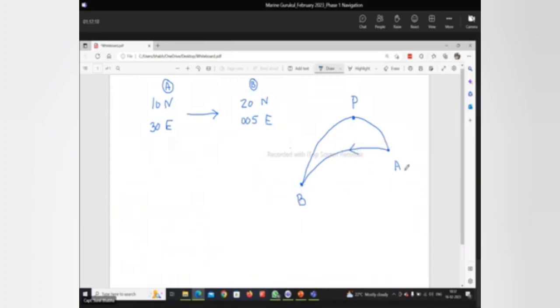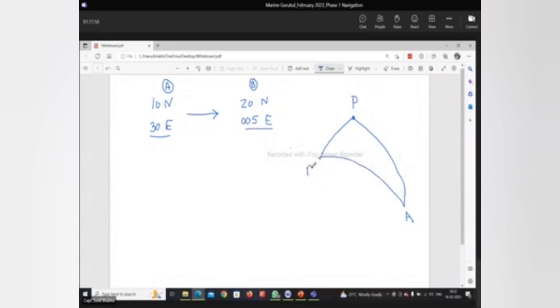Now I have made B to the left of A. Why? Because if you look at the longitude, we are going from 30 east to 5 east. That means we are moving in the. Sir, B will be a little higher, sir. B is 20 north. A will be below, B will be above. Sorry, my mistake, beta. You are correct. That's right. Let me correct it. It will be like this. A will be here, and B is going to be here. This will be the Great Circle track.